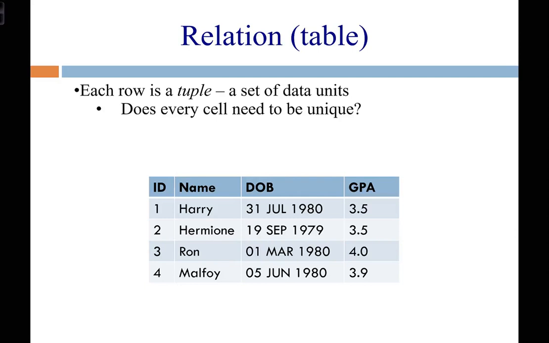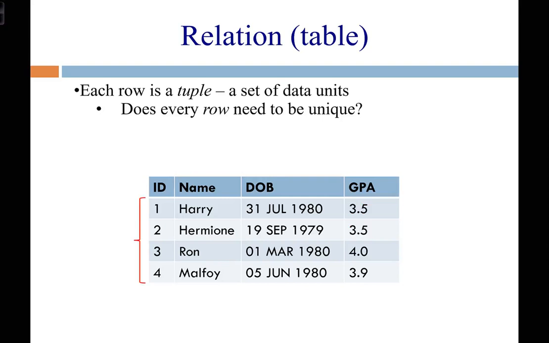So question, does every cell in this table need to be unique? The answer is actually implicitly here. No. Two people could have the same GPA, two people could have the same birth date. Obviously not. They don't need to be unique.